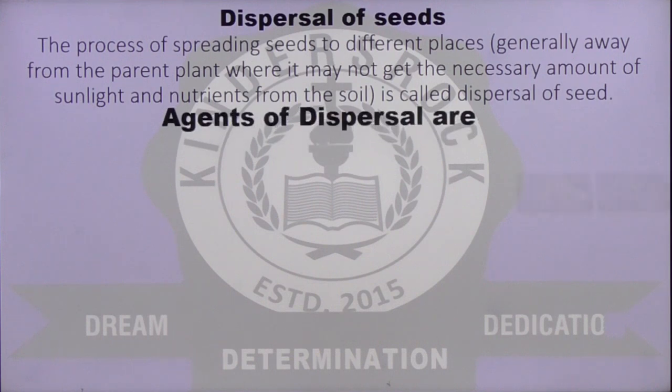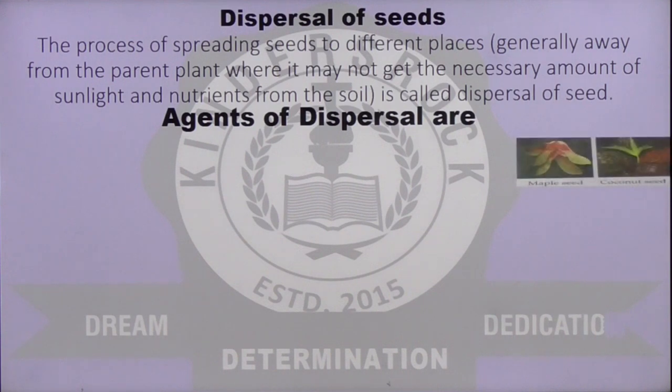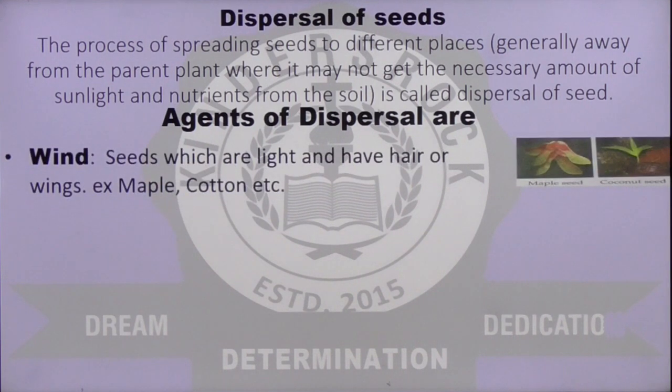Agents of dispersal are, the first one is wind. Seeds which are light and have hair or wings, for example maple, cotton, etc., are carried away by the wind to different places where they get submerged into the soil and develop into a new plant.